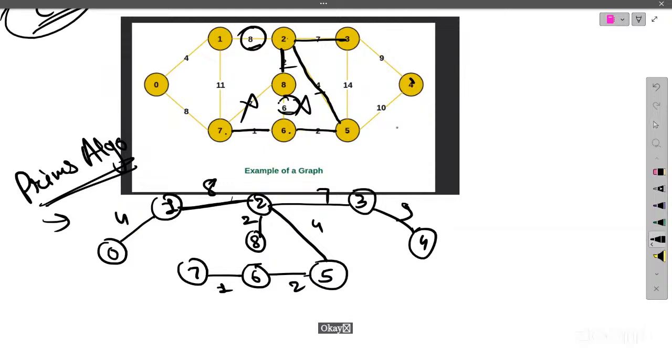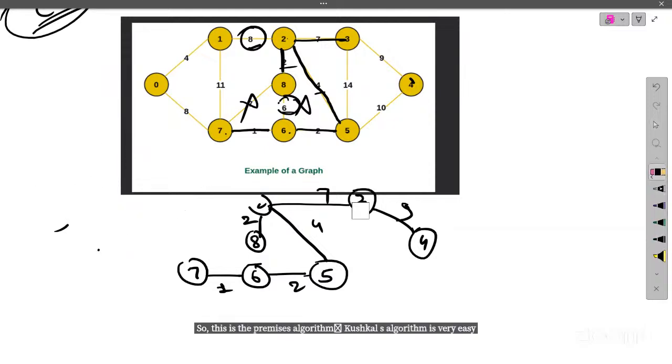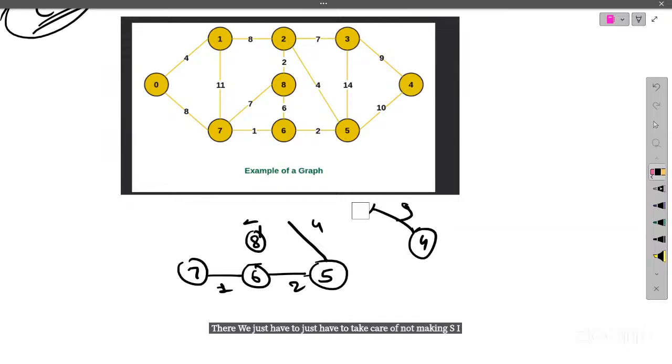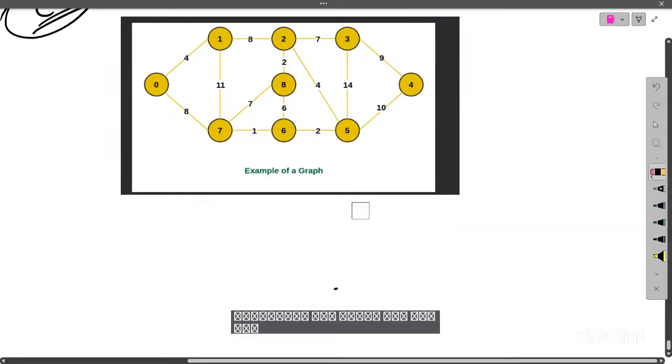Okay. So this is Prim's algorithm. Kruskal's algorithm is very easy compared to Prim's algorithm. There we just have to take care of not making a cycle. So I'll explain Kruskal's algorithm from this one.